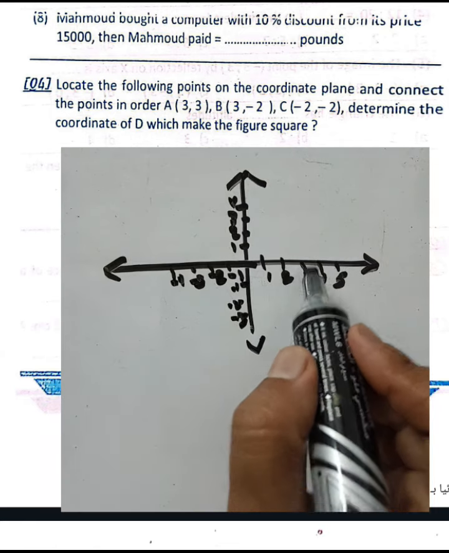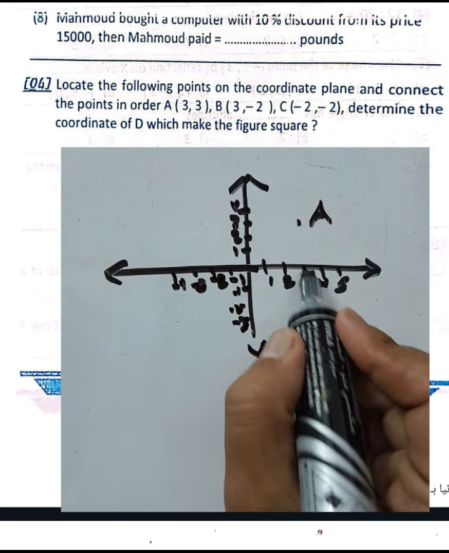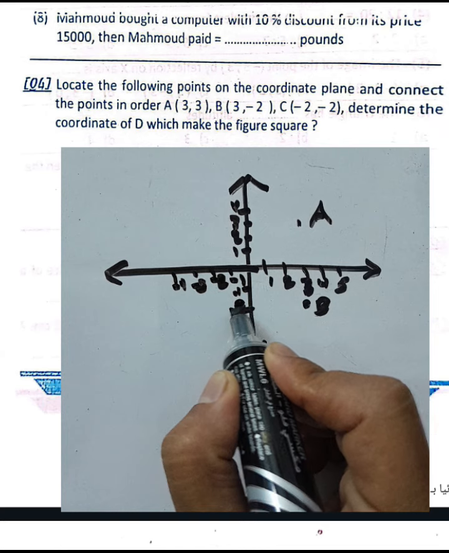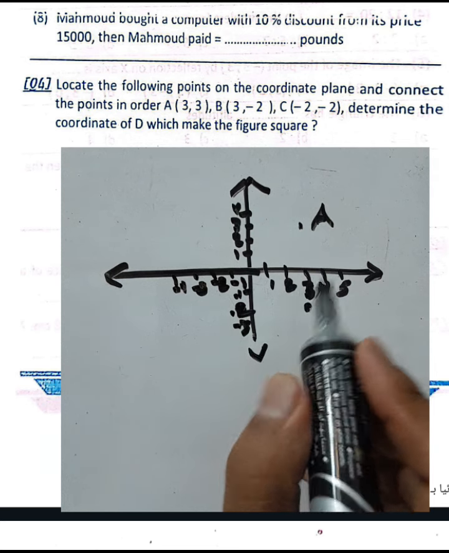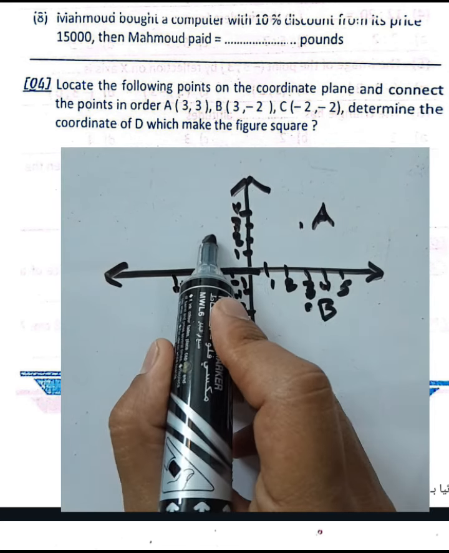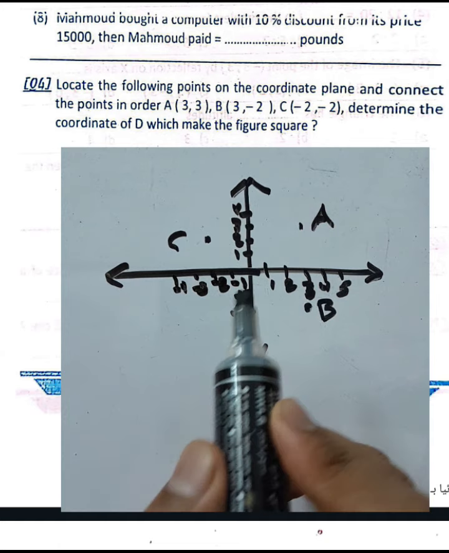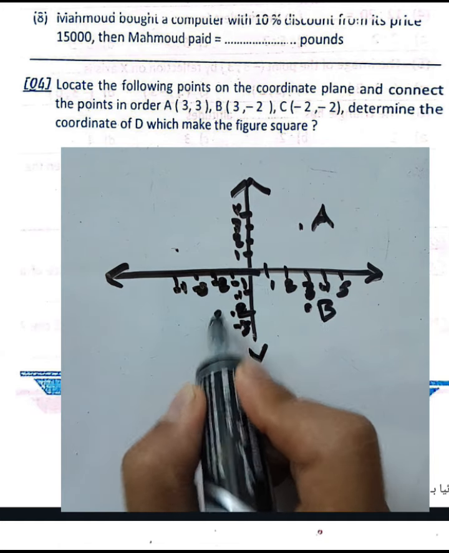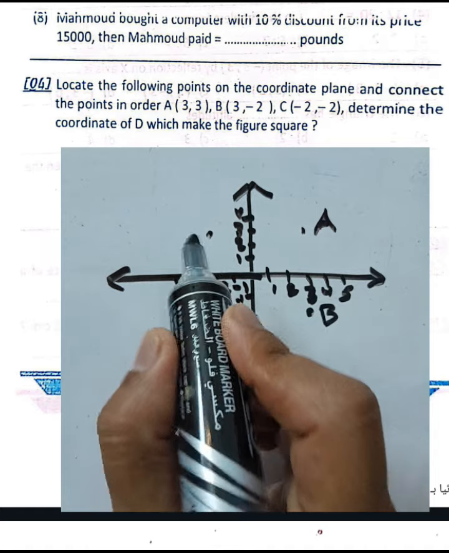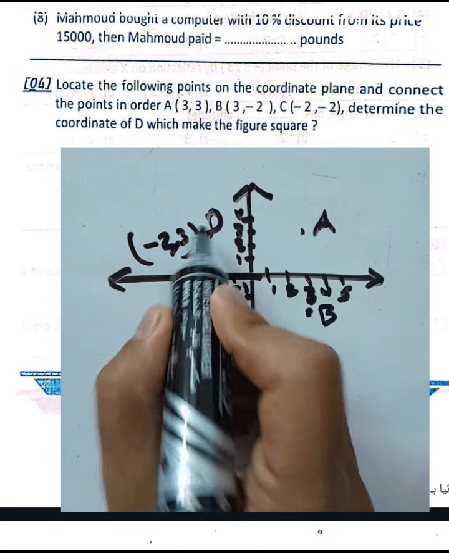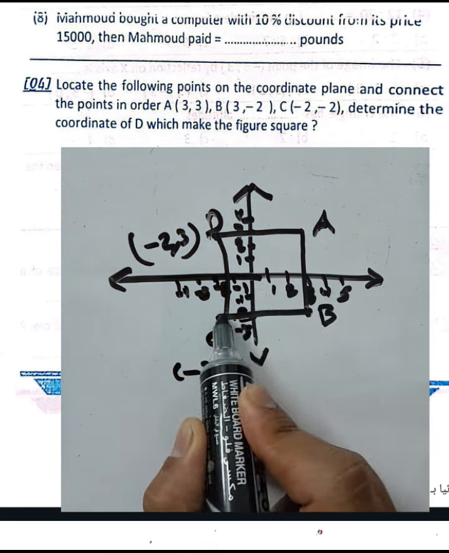First point A, 3 and 3, 3 here and 3 going up, and point B, 3 and -2, 3 here and -2, it's point B, and point C, -2 and -2, and then the point D will be -2 and 3, it's point D, to get a square, because a square has 4 sides of equal length.